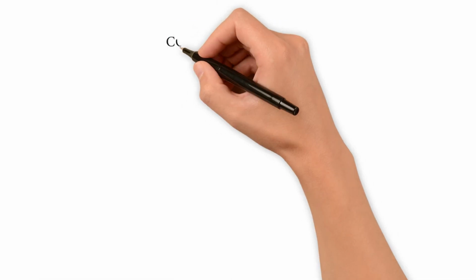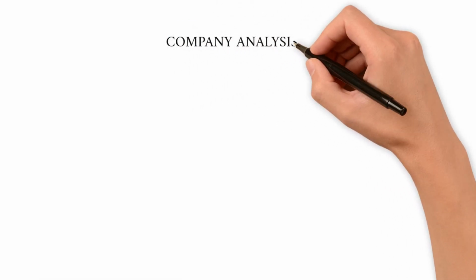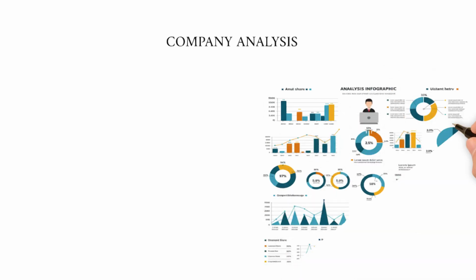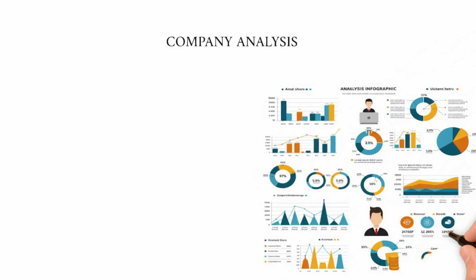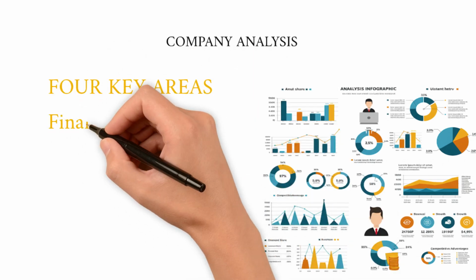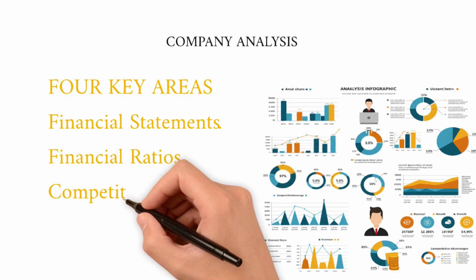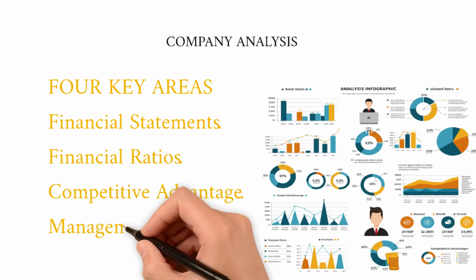Company analysis. If you are buying a used car, you do not just look at the exterior. You want to pop the hood, check the engine, and see if it's been well maintained. That's exactly what we do with company analysis. We shall be looking at 4 key areas: financial statements, financial ratios, competitive advantage, management quality.